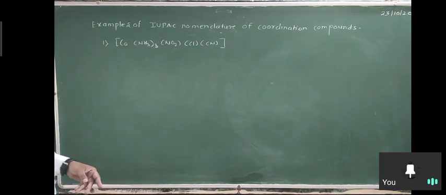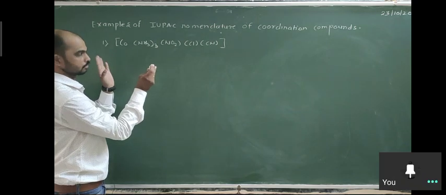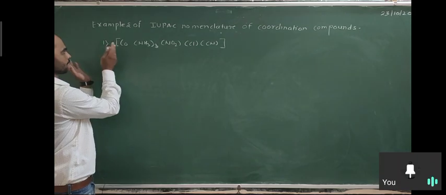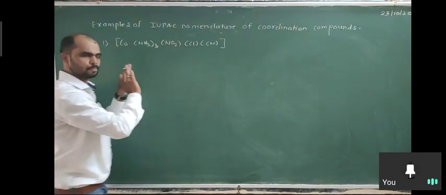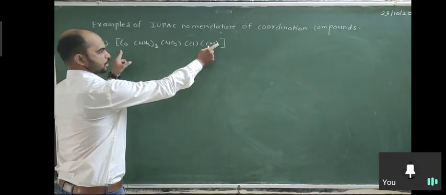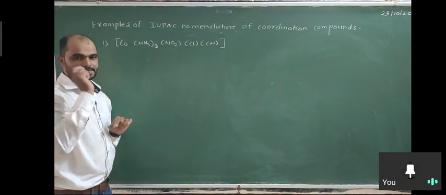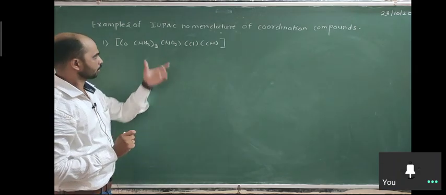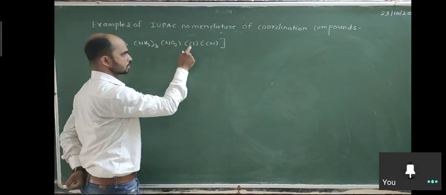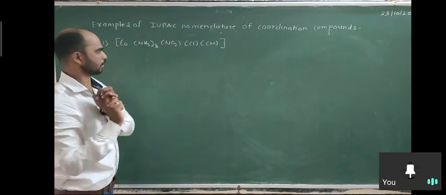This question was asked in October 2013. Look at the example. It is neutral because there is no cation or anion outside the square bracket. The complex is neutral, so we directly start the name from the complex part. In a complex we start the name from the ligands. Here there are 4 types of ligand: NH3, NO2, Cl and CN. First identify their nature. Is it negative, positive or neutral?